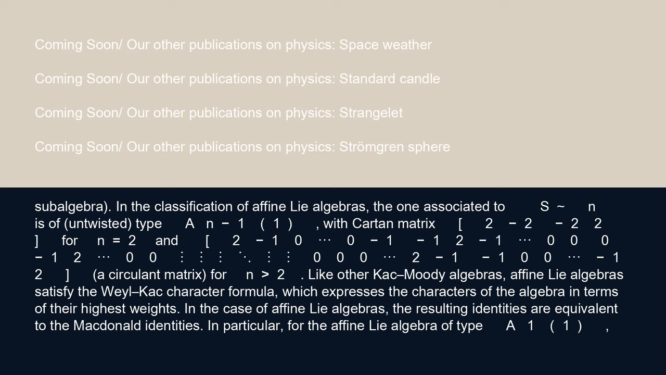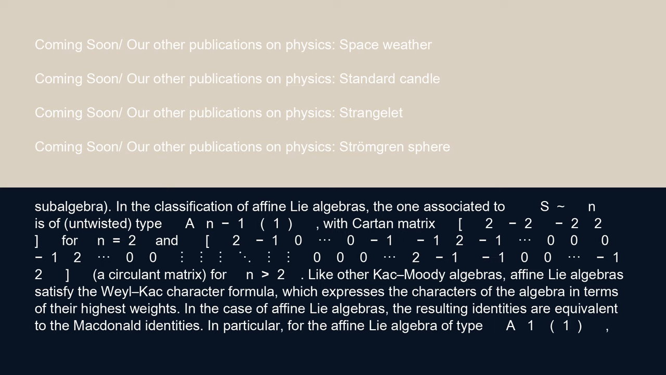In the classification of affine Lie algebras, the one associated to the affine symmetric group is of untwisted type A_{n-1}^{(1)}, with Cartan matrix [2, -2; -2, 2] for n equals 2, and [2, -1, 0, ..., 0, -1; -1, 2, -1, ..., 0, 0; 0, -1, 2, ..., 0, 0; ...; -1, 0, 0, ..., -1, 2], a circulant matrix, for n greater than 2.